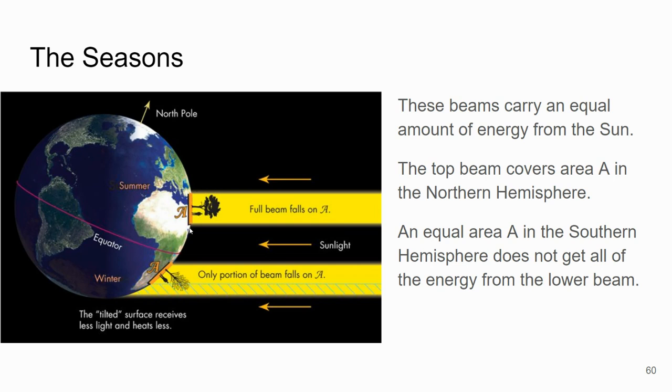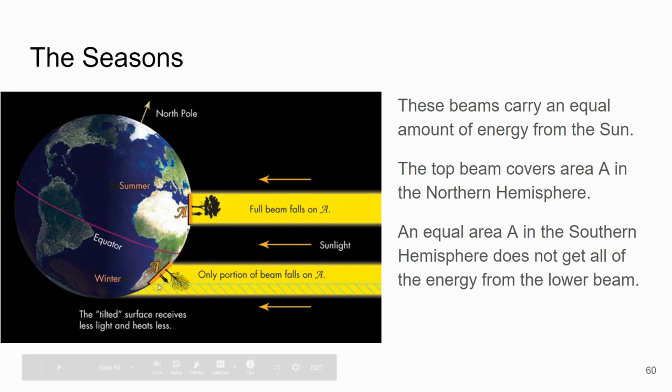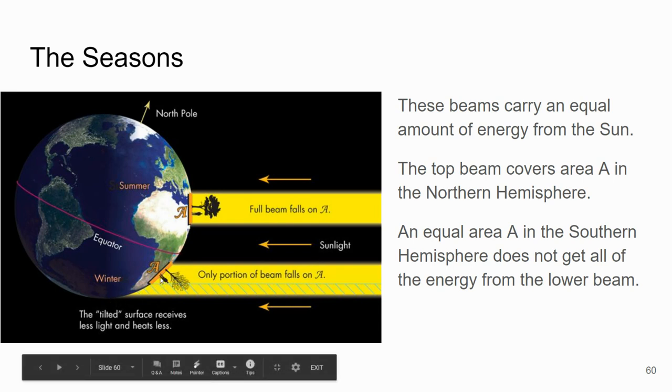But yeah, these two areas are the same. So here we are, northern summer. This area is getting hit by exactly one full beam of sunlight at this part of the year. Now, if we go down to the southern hemisphere, that same area is not getting an entire beam of sunlight all to itself. So it's getting less sunlight. The same amount of energy is being shared over a bigger area, so the heat from the sun will not be as intense here.